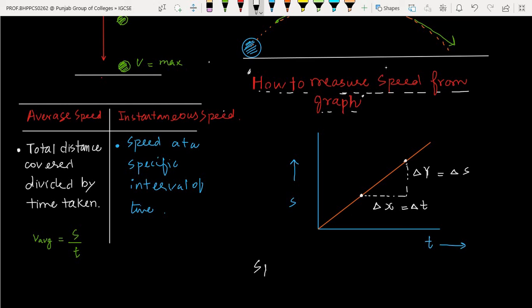So what is the speed? Speed is the gradient, or as we say, the slope of the distance-time graph. So this is the speed. But if I make the same graph, but now I take the displacement on the y-axis, then the gradient of the displacement-time graph is equal to velocity.